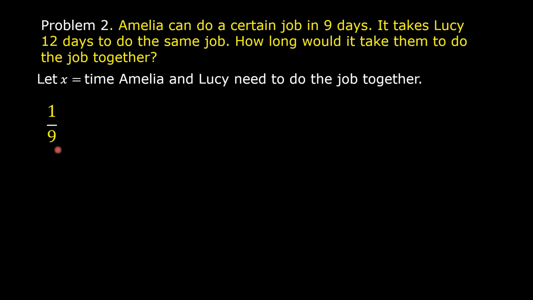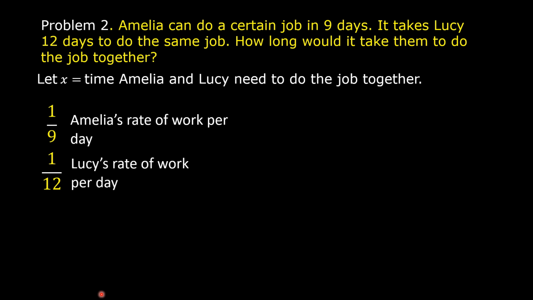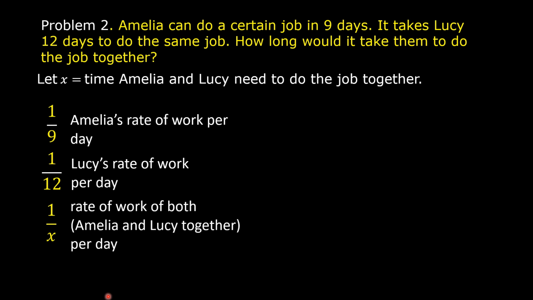1 over 9 is Amelia's rate of work per day because Amelia can do the piece of work in 9 days. 1 over 12 is Lucy's rate of work per day. The problem says Lucy needs 12 days to do the same job. Then 1 over x is the rate of work of both, that is Amelia and Lucy working together per day.